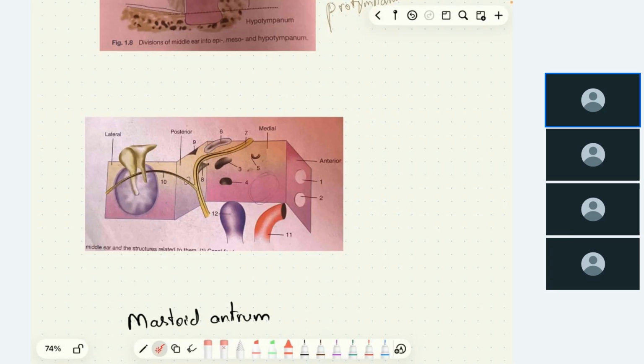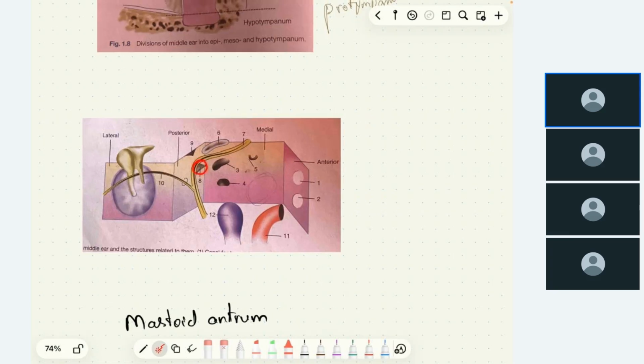What is the facial recess? The facial recess is a depression in the posterior wall, lateral to the pyramid. It is the site for access of surgery without disturbing the posterior canal, and also we can insert the cochlear implant through that facial recess. Here in this image, I am not able to show the facial recess.